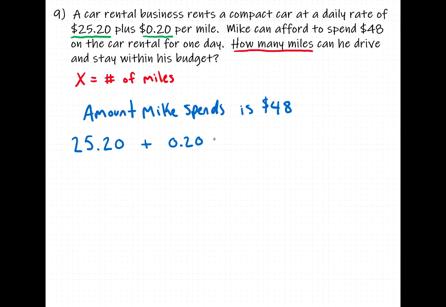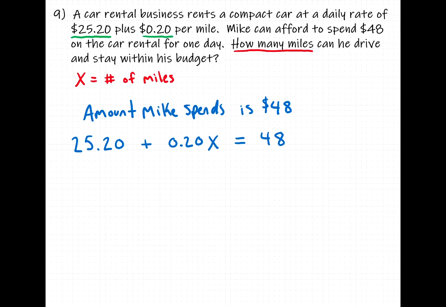Now we don't know how many miles there are, so we're using x for that. Is, remember, is means equals $48. So equals 48. And so we're looking for how many miles he can drive and stay within his budget. So we're looking for x. We have to solve for x. So we'll get x by itself.